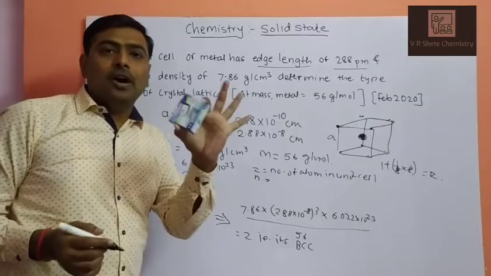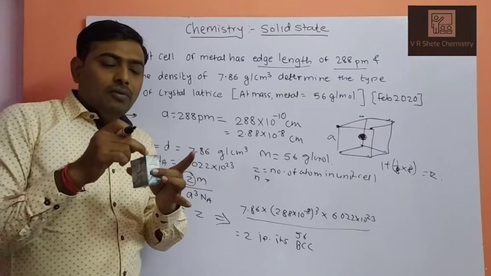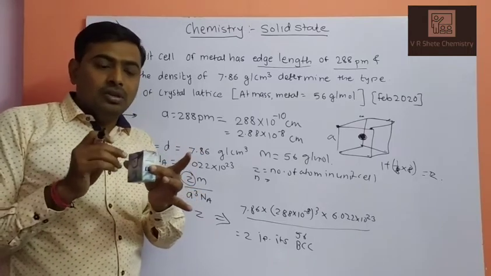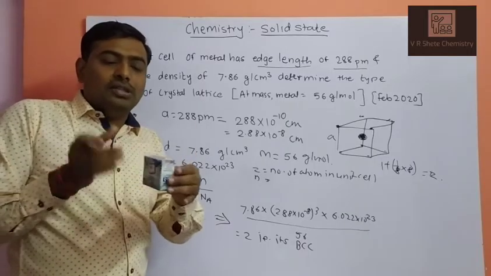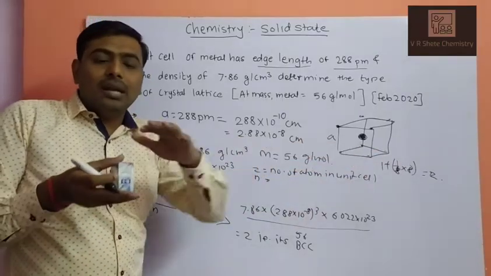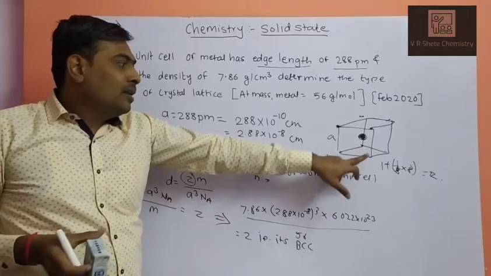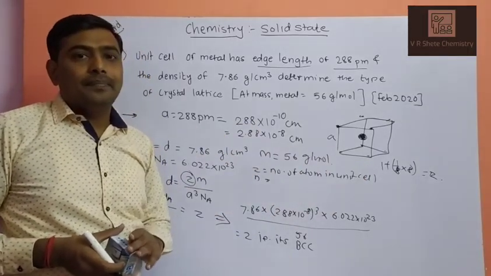If this is a cubic form, not perfectly a cube, but if we consider this as a cubic form, 1 2 3 4 5 6 7 8, there are 8 corners. So this has upper side cube, this side cube, this side cube, this side cube, means each corner is shared by many cubes. Each corner has only a small part, because the rest has gone to other crystalline forms. So the answer will be 2, that is body center type.